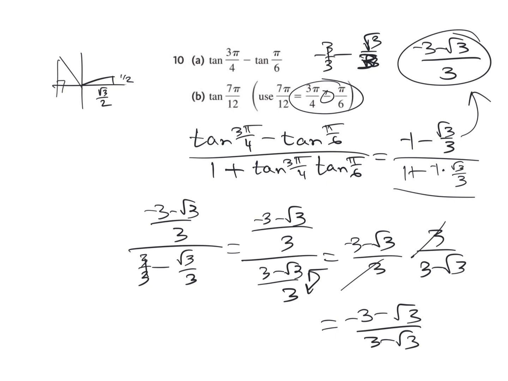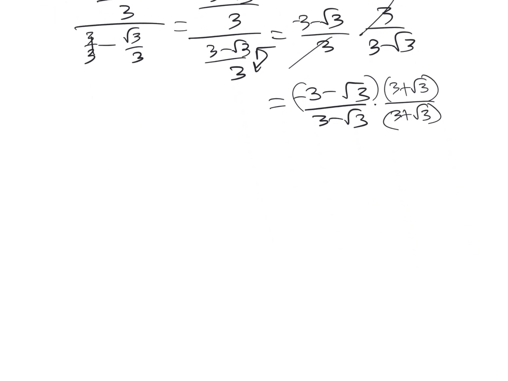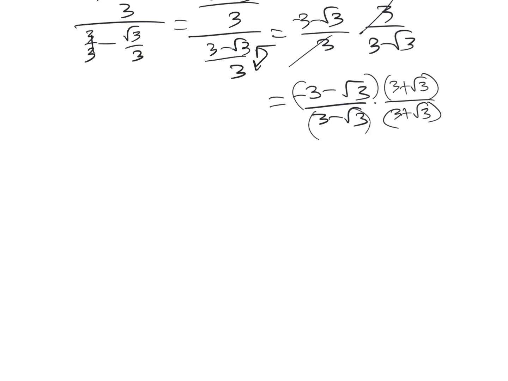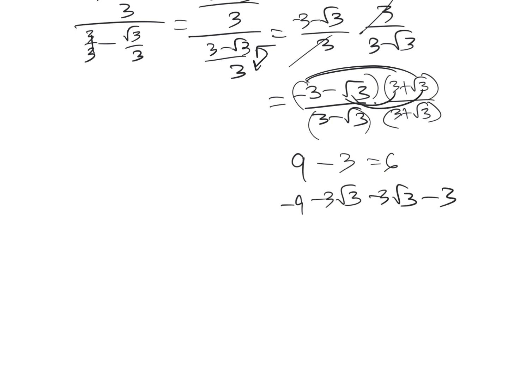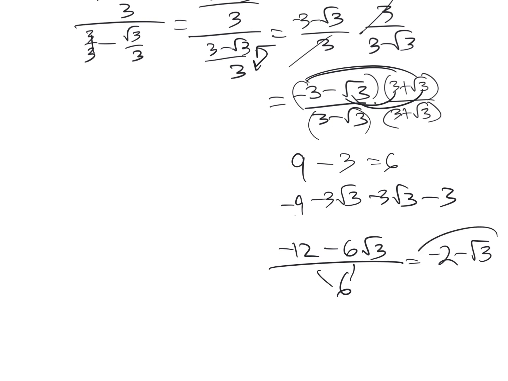Okay? So if we rationalize this, it's going to be weird. 3 plus the square root of 3 over 3 plus the square root of 3. Difference of squares. The bottom becomes 9 minus 3 over 6. All right? The top is negative 9 minus 3 square root of 3 minus 3 square root of 3 minus 3. So negative 9 minus 3 is negative 12 minus 6 square root of 3 all over 6. And 6 goes into both of those, so negative 2 minus square root of 3 is the answer.